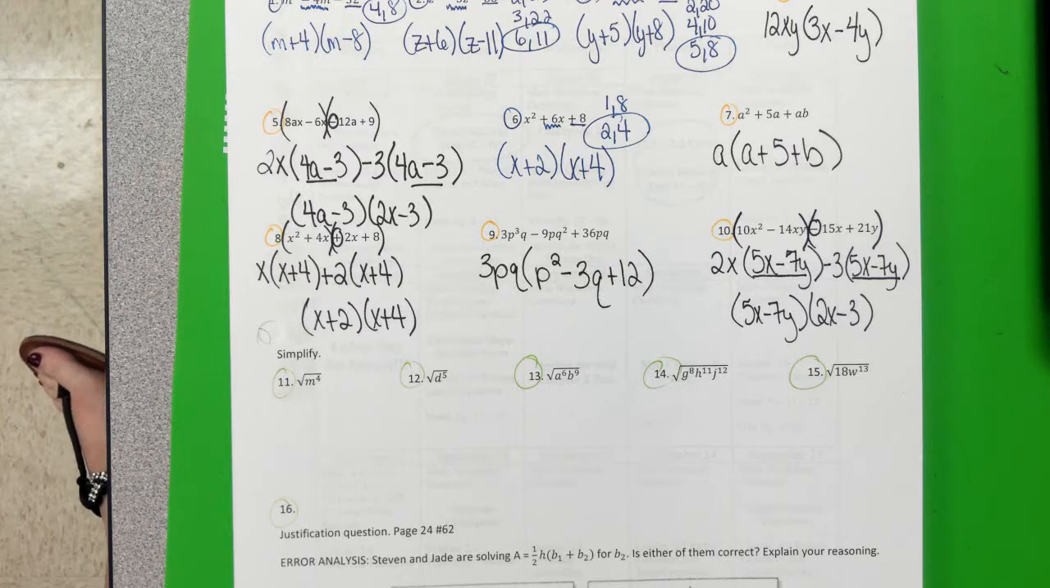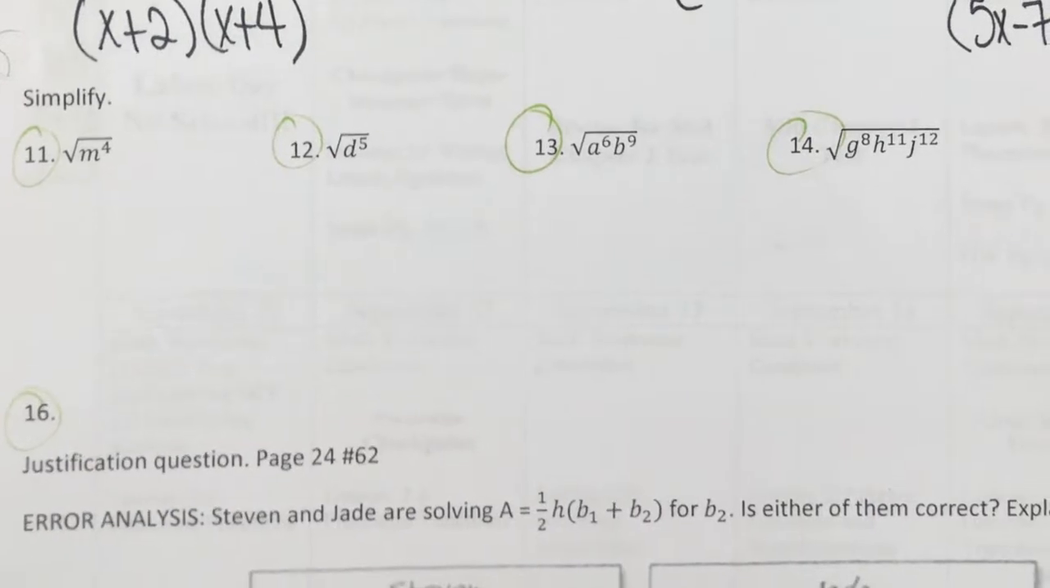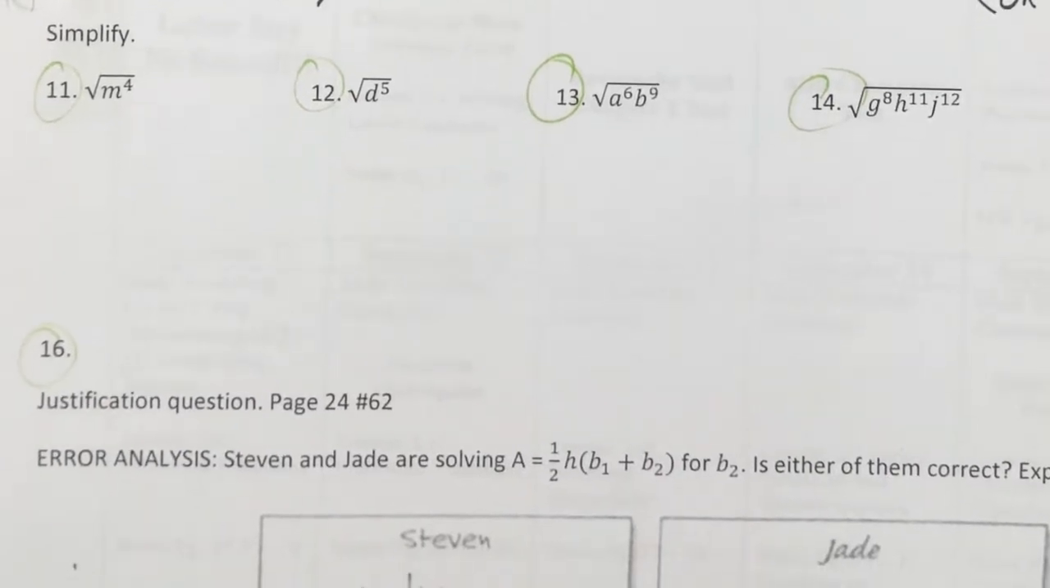So, we need to talk about how to take square roots of letters, like number 11. How do you take square root of letters? I have no idea. Danielle? You don't know. How did we get through Algebra 1 and geometry?